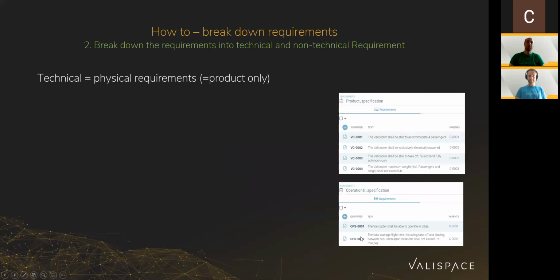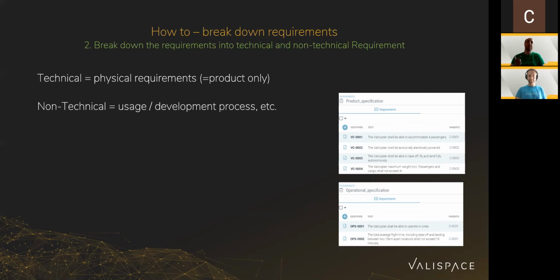The most important thing for distinguishing them is that technical requirements are usually physical. That means you can verify them later by only looking at the product. I can just look at the product and see, do 4 passengers fit in here? However, just looking at the product, I cannot prove that it can fly 10 kilometers in 15 minutes in real life. I can obviously do simulations, but here you can start seeing that you should distinguish between the physical parts you can verify with the product, and everything else that is about the usage.